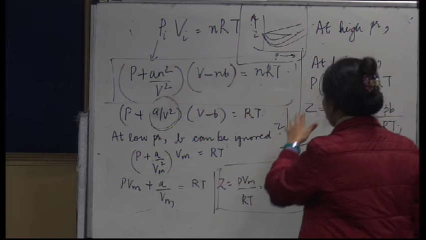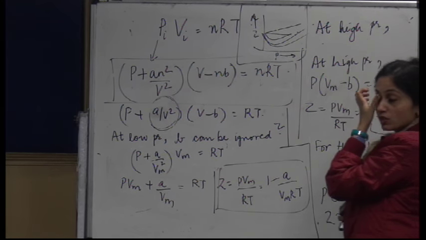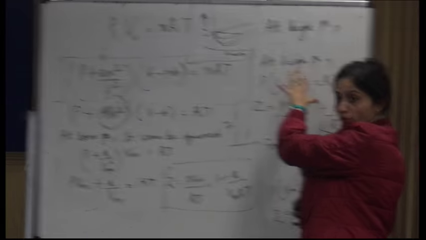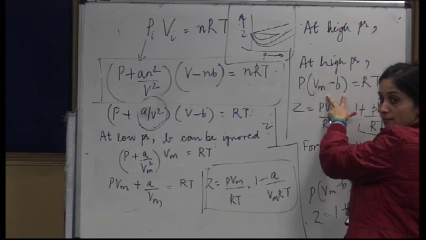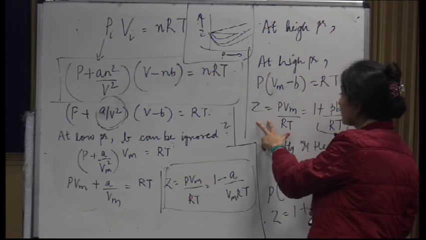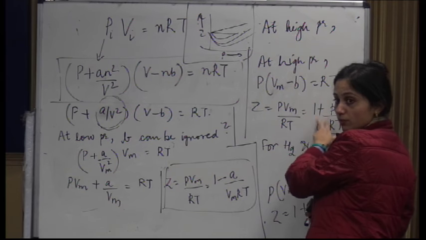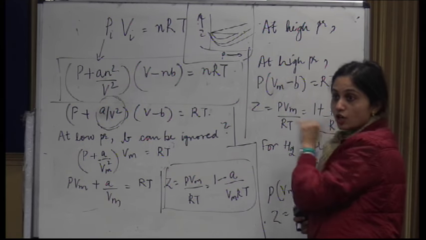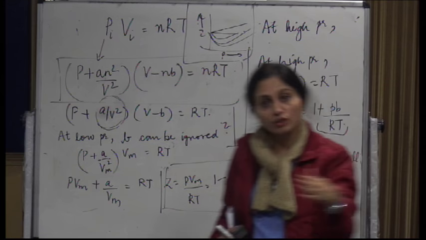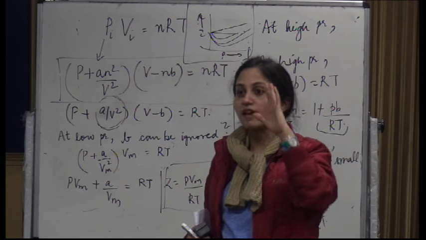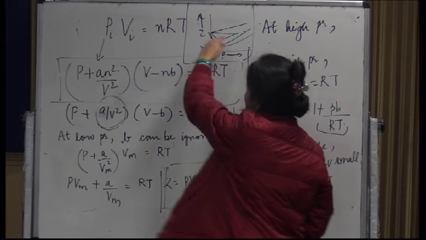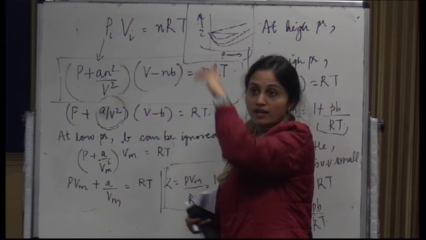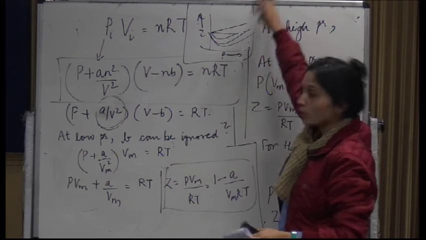Then at high pressure regions, what happens? Now you are ignoring your A factor, P into Vm minus B is equal to RT, and here Z will be equal to PVm by RT, which will be 1 plus PB by RT. So it will be greater than 1 now, so it will start increasing linearly to go above 1. So the moment it dips down, it will start increasing again to go beyond 1. That is how ultimately all gases go above.